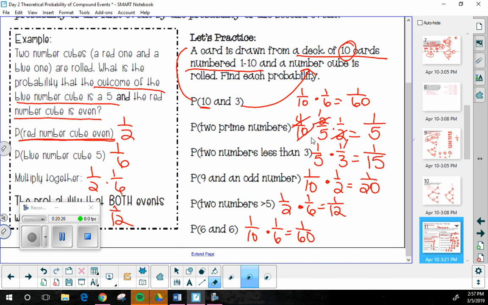So when I'm trying to find the probability of compound events, or two events that are independent of each other, I just take the probability of the first one and multiply it by the probability of the second one.